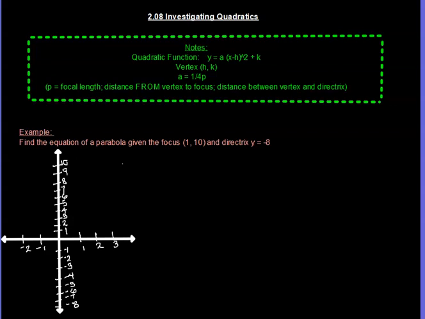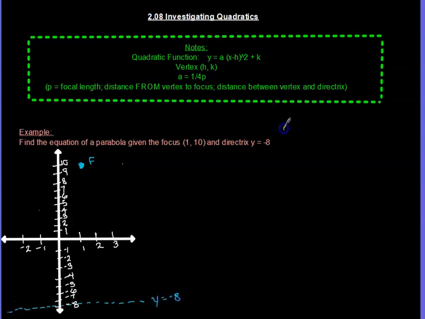So let's say I have a focus of (1, 10). So I'm going to go to that point, and I'm going to note that it's the focus. And from here, I'm also going to note that the directrix is y equals -8. So I'm going to go where y equals -8, and I'm going to draw my directrix, which is going to be a horizontal line.